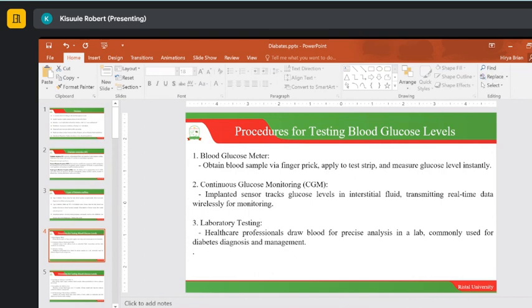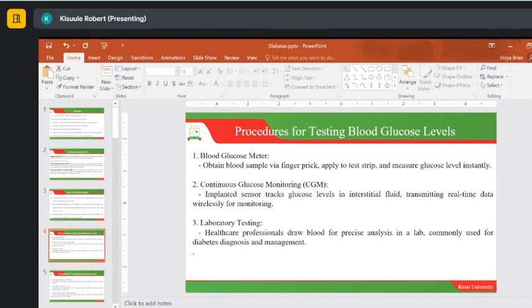That is how we could use the glucometer to measure the blood glucose levels of a patient or a client coming to claim that they have the symptoms of this condition. As we will see later on, some of the conditions that someone will report will warrant you to do these tests. All right, then for continuous glucose monitoring, here we have implanted sensors which track the glucose levels in the interstitial fluid, then transmit real-time data wirelessly for monitoring.